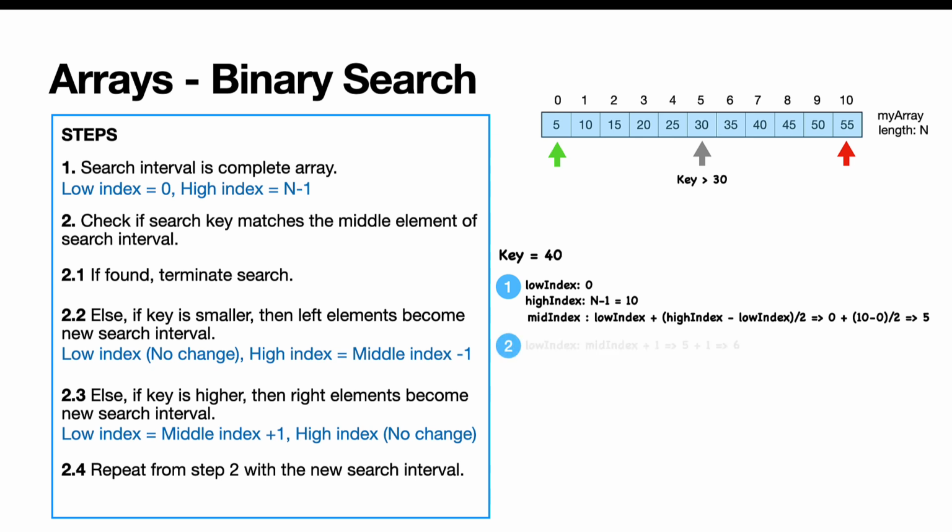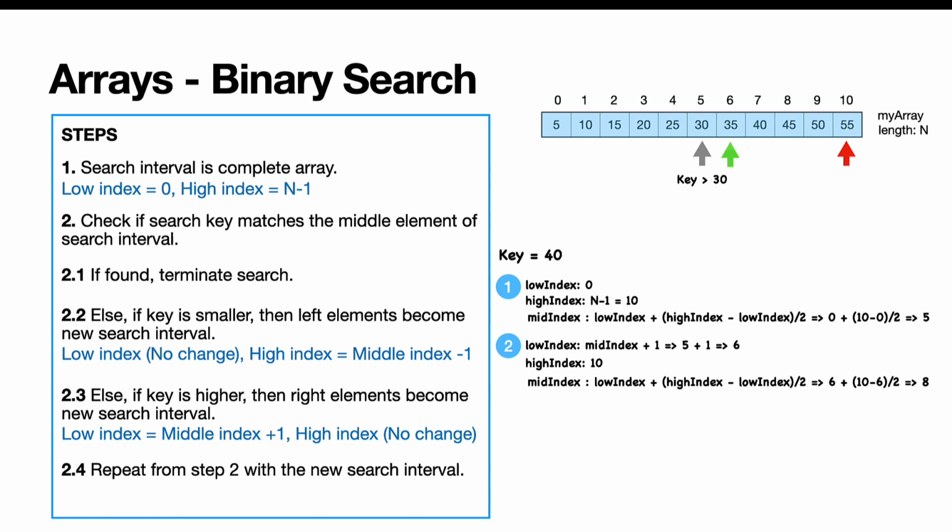Let's determine our indices for the right side. So for the second search, the low index is now middle index plus 1, that is 5 plus 1, which equals 6. High index remains the same, that is index 10, and the new middle index is low index plus (high index minus low index) divided by 2. That is 6 plus (10 minus 6) divided by 2, which equals 8. Let's map these on the array. So, low index is now index 6. High index remains at index 10. New search interval is from index 6 to index 10, and the new middle index is 8.